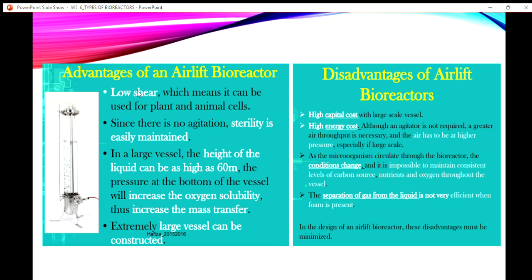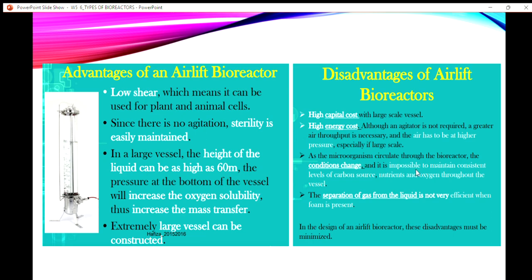It has low shear because there is no mechanical agitation or impeller. So microbes that are sensitive to shear can be used here. Also, since there is no agitation, it is easier to sterilize, or to clean using chemical components. The height can also be as high as 60 meters. Once it is high, the pressure at the bottom is higher, so oxygen solubility will be higher at the bottom, so the mass transfer is higher at the bottom.